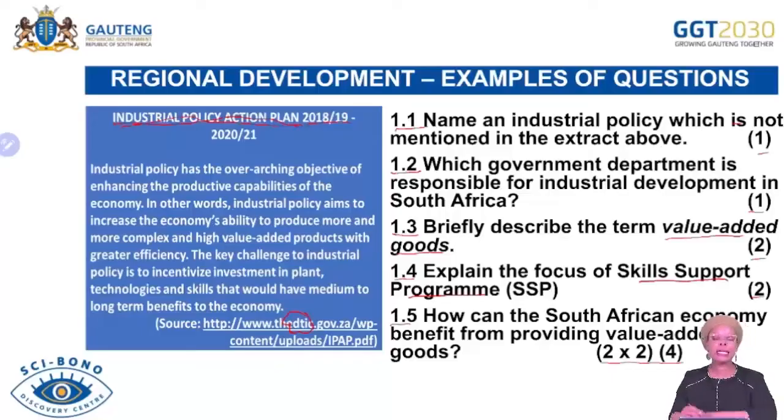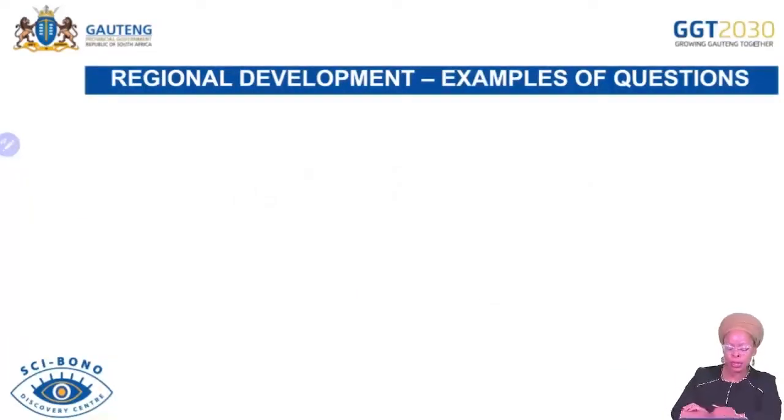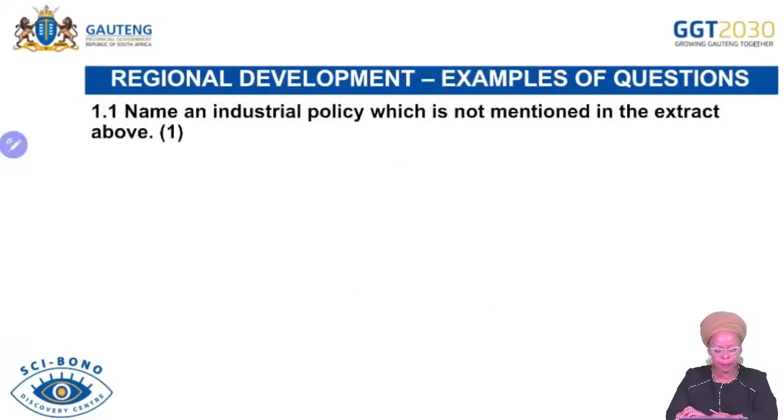1.5, I mentioned that it needs critical or creativity, so critical thinking. The question says, how can the South African economy benefit from providing value-added goods? This is you thinking very hard. How can South Africa as an economy benefit from it? And then because it is 4 marks, you will need 2 sentences. Let's look at how you should respond to these questions.